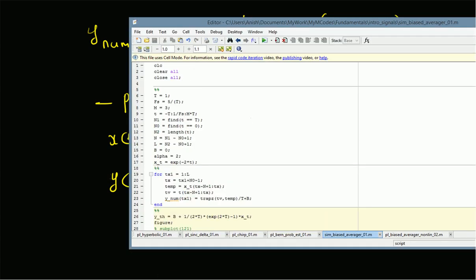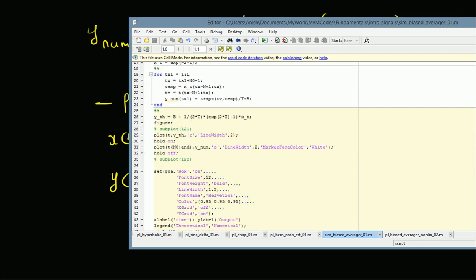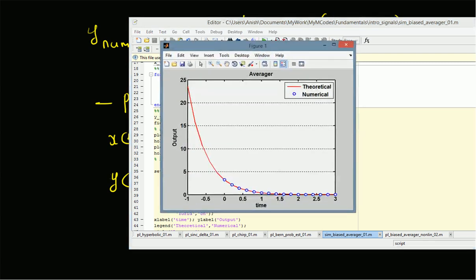We look at the MATLAB code. We have built all these steps in MATLAB, and finally we plot the results, both the theoretical curve and the numerical results. We see that there is a clear agreement between the theoretical result for the signal e to the power minus 2t and the numerical value of the averager. Thus we have implemented the averager for a continuous signal in MATLAB.